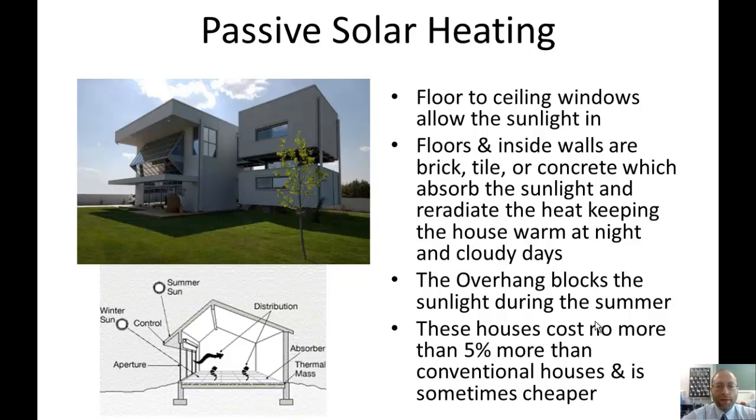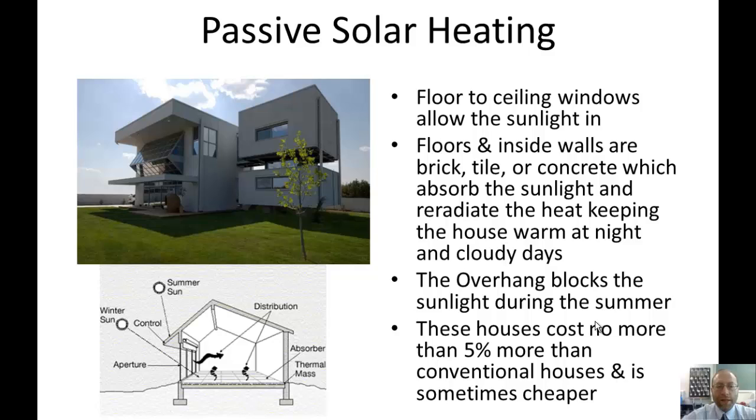Passive solar heating all comes about in the way a house is designed. As you see over here is an example of using the sun to passively heat the house. This diagram shows how different features work. There are windows that go from the floor to the ceiling, and that allows the sunlight in to heat the home. The floors, especially in the walls, are made of a material that can absorb the sunlight and will slowly re-radiate that heat back out to the house, and that's normally made out of brick or tile or concrete.